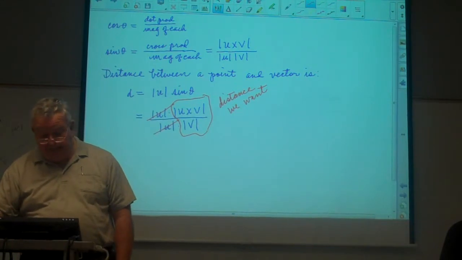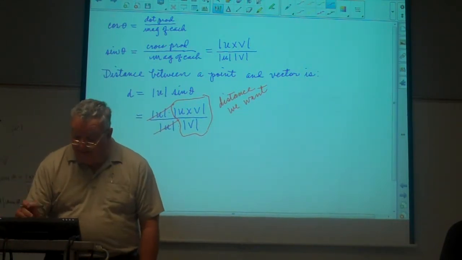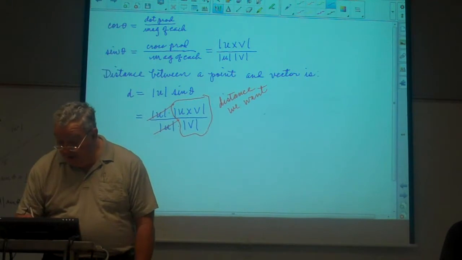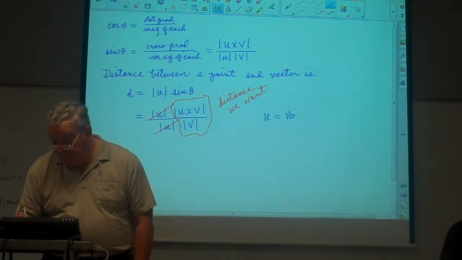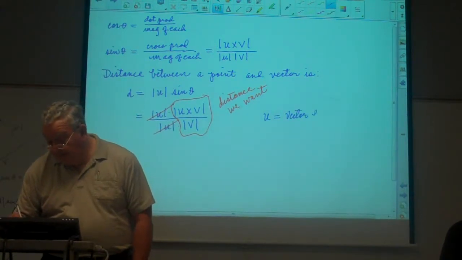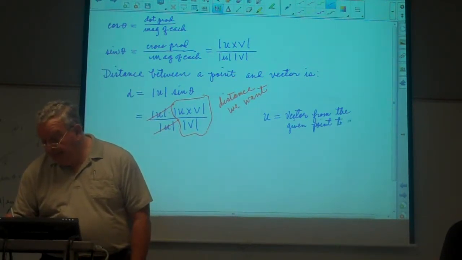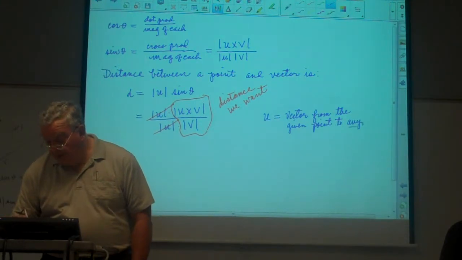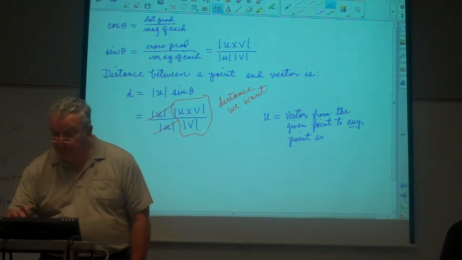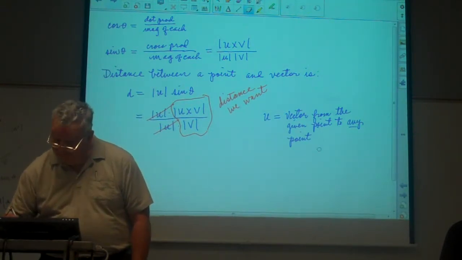The one thing I forgot to tell you is, and I didn't really forget to tell you, U is the vector from the given point to any point on the line.